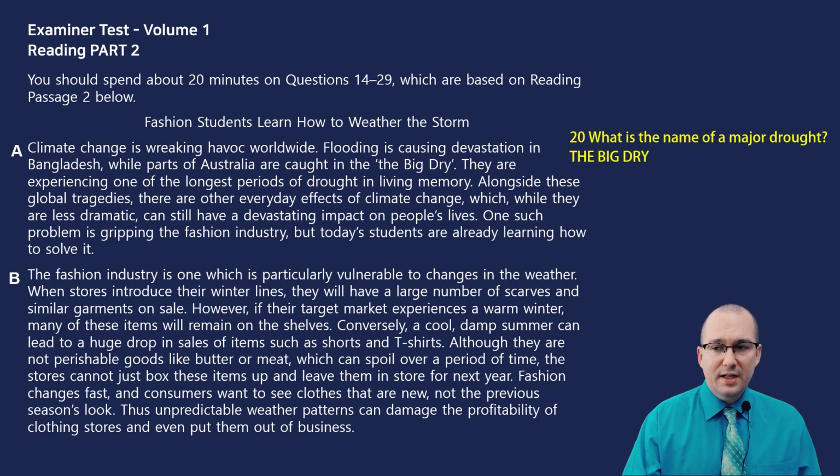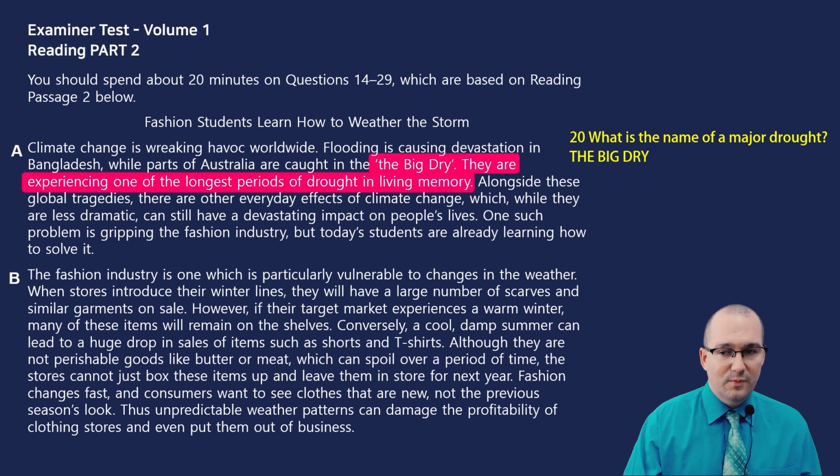For question 20, what is the name of the major drought? Well, we can find it here. It's called the Big Dry. So the Big Dry, right there it is, but we want to be sure. So they are experiencing one of the longest periods of drought in living memory. Okay, so that's the name for that.